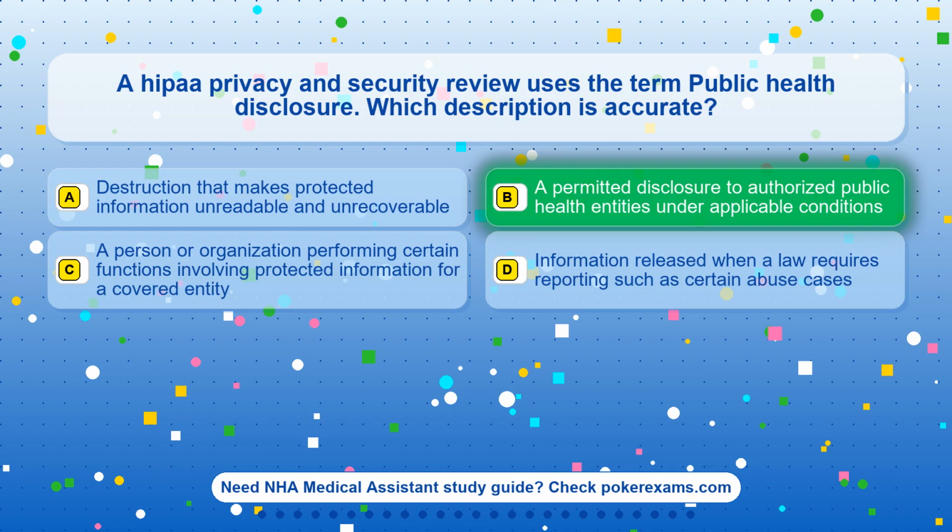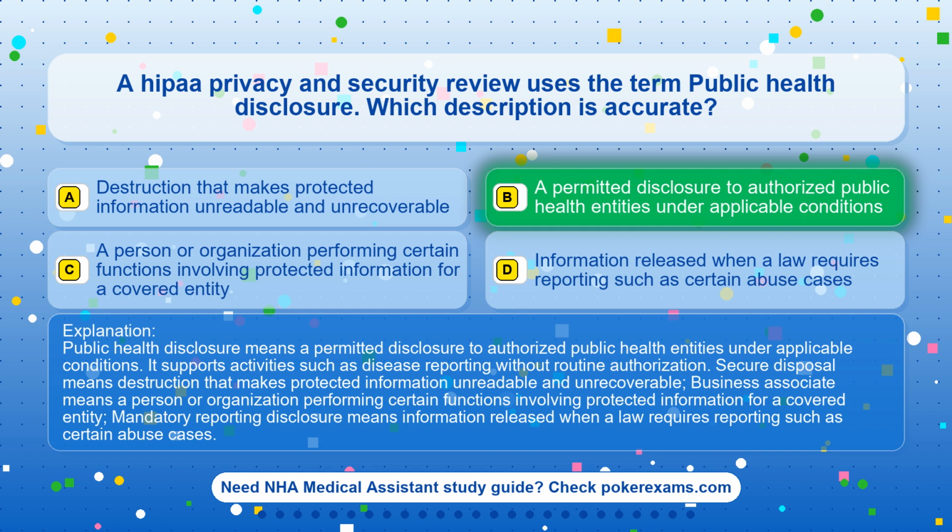The correct answer is option B, a permitted disclosure to authorized public health entities under applicable conditions. Public health disclosure means a permitted disclosure to authorized public health entities under applicable conditions. It supports activities such as disease reporting without routine authorization. Secure disposal means destruction that makes protected information unreadable and unrecoverable. Business associate means a person or organization performing certain functions involving protected information for a covered entity. Mandatory reporting disclosure means information released when a law requires reporting such as certain abuse cases.